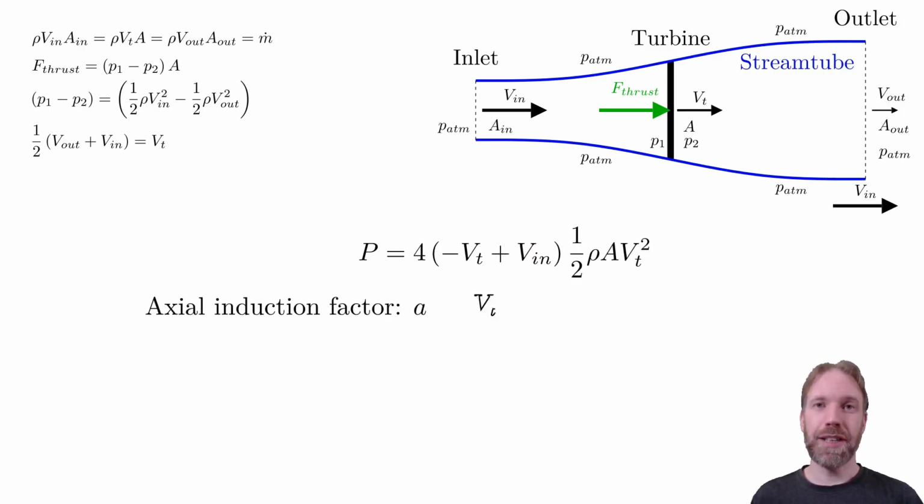Introduce the axial induction factor A, which is a dimensionless value. It indicates how much the velocity slows down by the turbine. 0 means that the turbine does not affect the flow at all, and large values means that the flow slows down a lot.